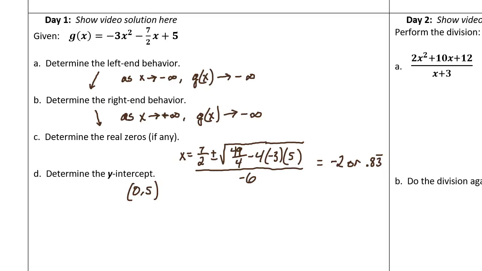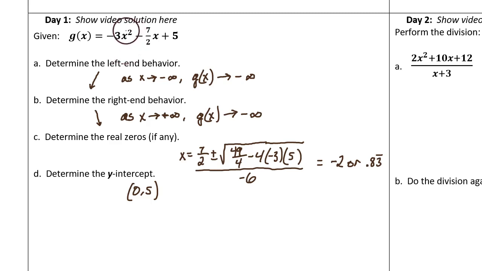Here is a solution for day one. Given this function, question A, determine the left end behavior. That means if we were to graph this on the coordinate axis, what would the left end of the graph look like? We can predict this without first graphing it.